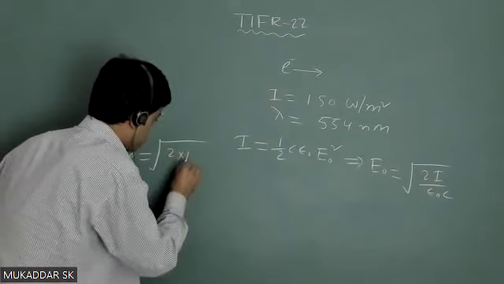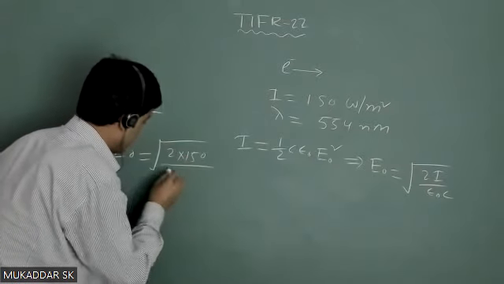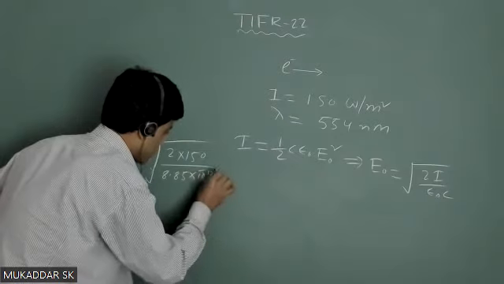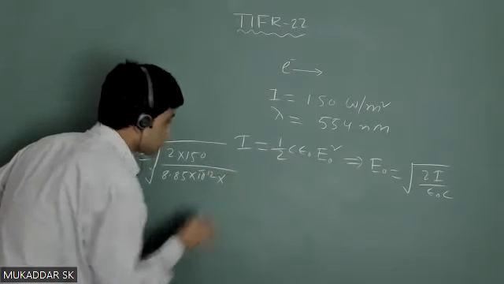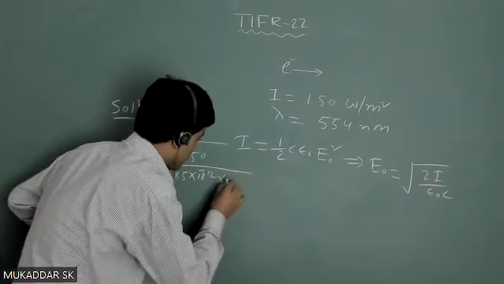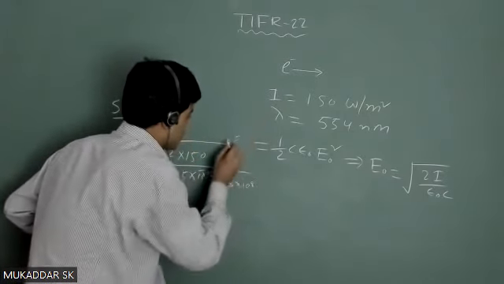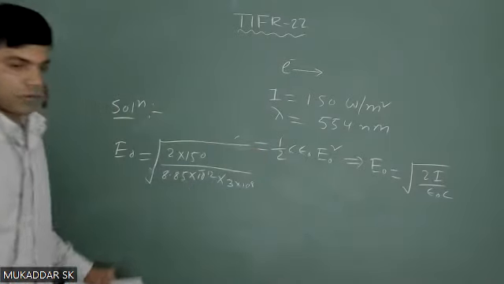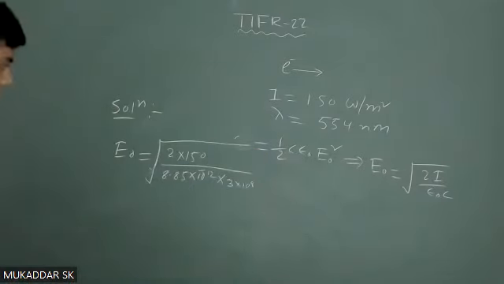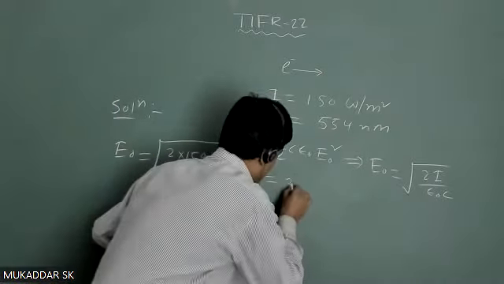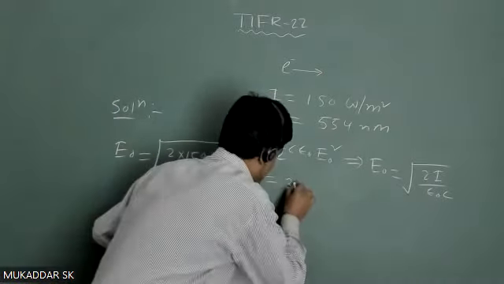If we calculate this value, E naught will be simply: 2I is given, that is 150. Then epsilon naught in SI unit is 8.85 into 10 to the power minus 12. Then you have c, the speed of light, that is 3 into 10 to the power 8. This is all inside that square root. If you calculate this value, you'll get 3.36 into 10 to the power 2.